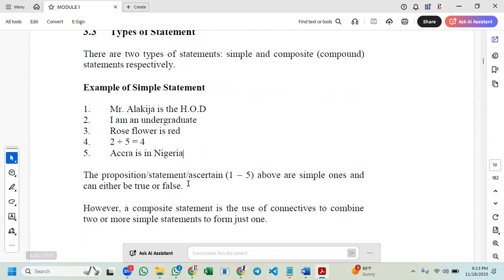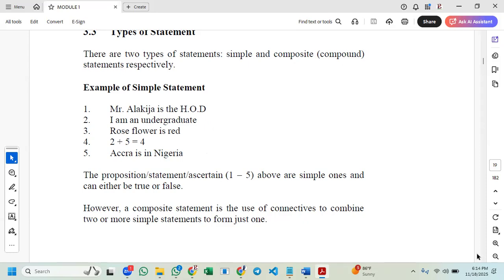Now, the propositions or statements from 1 to 5 above are simple ones and can either be true or false. That is true. However, a composite statement is the use of connectives to combine two or more simple statements to form just one. Do you see the meaning of composite now? What are connectives? And, or. So if I say that I am an undergraduate and Accra is in Nigeria, that is no longer a simple statement. Once you see a statement that doesn't have any connective, it's a simple statement.